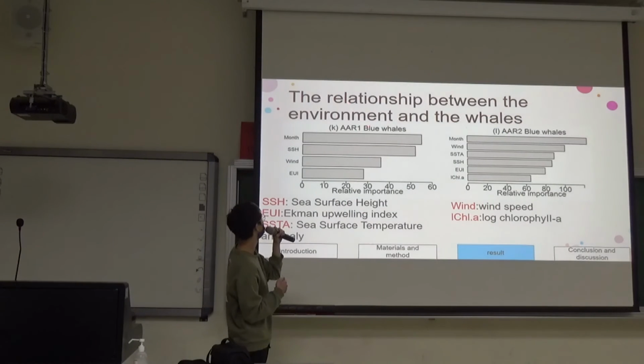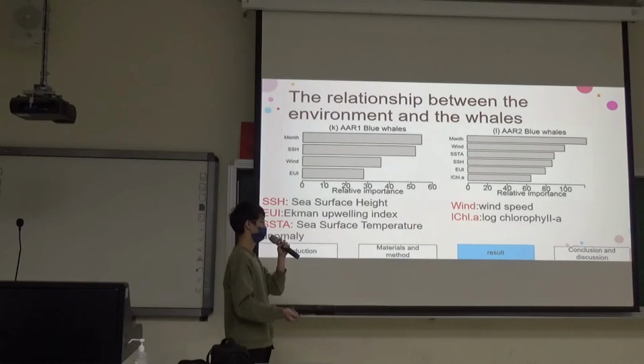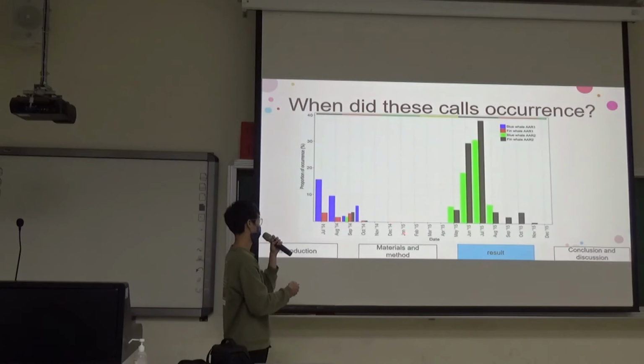And this is the relationship between the environment and the whales. The x-axis is the relative importance. Relative importance is a statistical factor. It is used to let us know what is the most important factor for the blue whales. And for these figures, these are all the important factors for blue whales in AR1 and AR2. But as we know, month is the most important factor for the blue whales in AR1 and AR2. This makes sense because this figure shows the months, and it does play an important role.